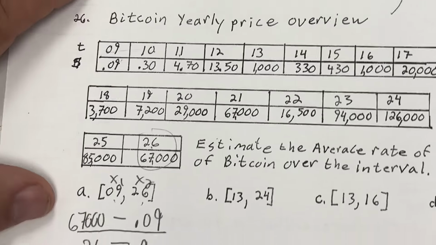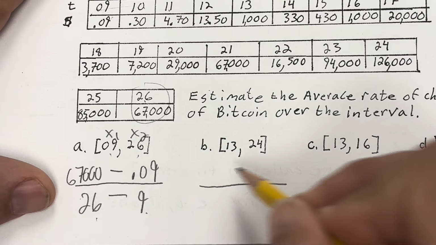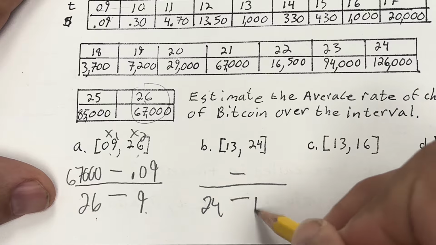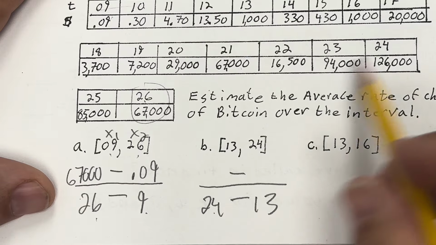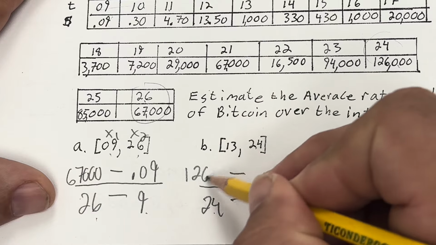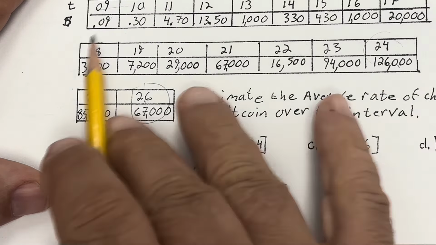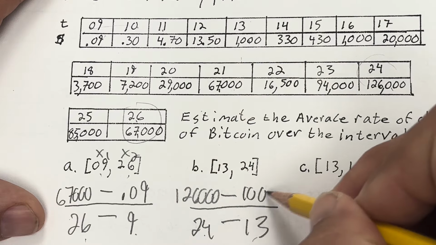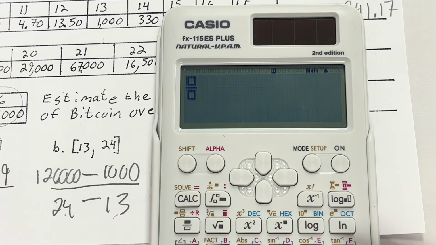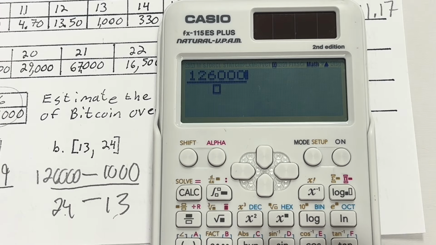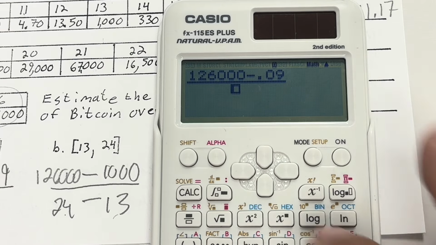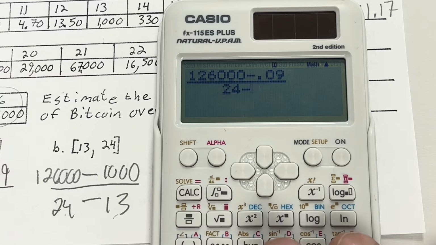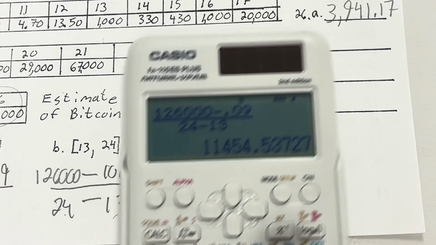Part B, same concept. 24, 13. In 2024, the value was 126,000. I think that's the most ever. In 2013, it was 1,000. Now we can type this into our calculator key in. Let's hit the fraction button. 126,000 minus 0.09 over 24 minus 13. That would be an annual rate of 11,454.